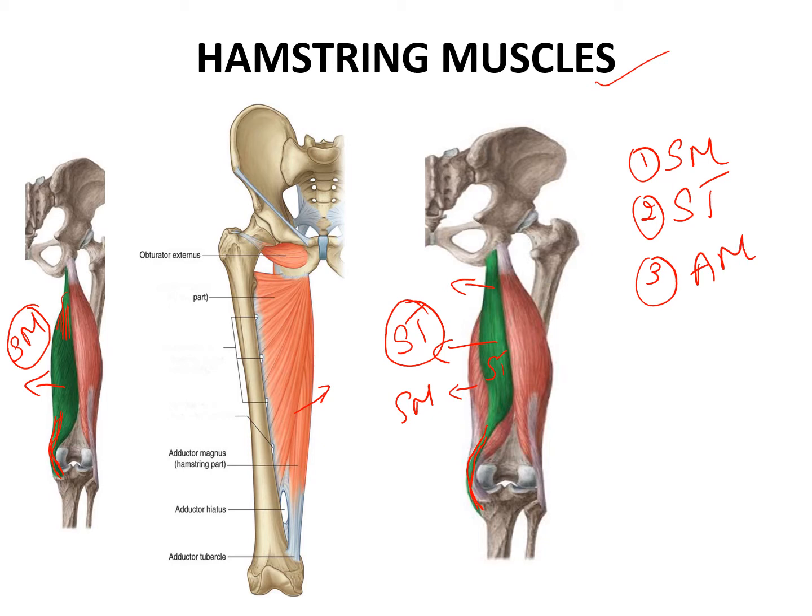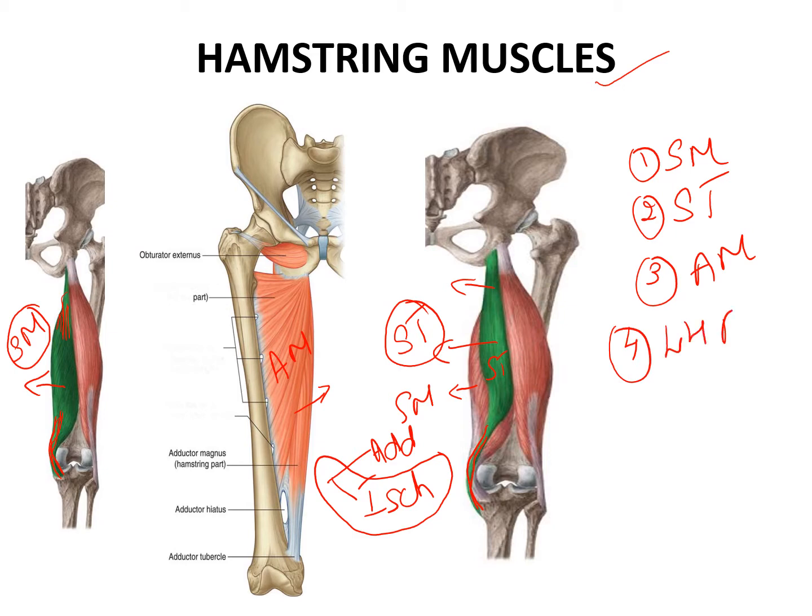The other muscle is the ischial part of adductor magnus. So you know that this muscle, the adductor magnus, has two components. One is the adductor component and the other one is the ischial component. In this back of the thigh, we will come across the ischial component of the adductor magnus, and then we have one more muscle which is the long head of biceps femoris. This is that muscle, the long head of biceps femoris.